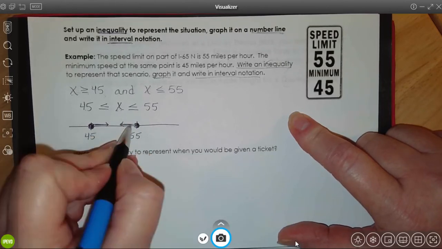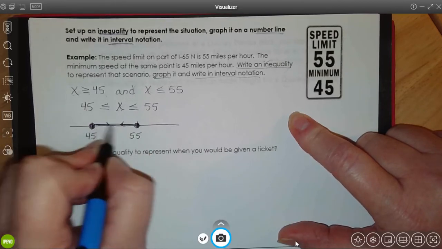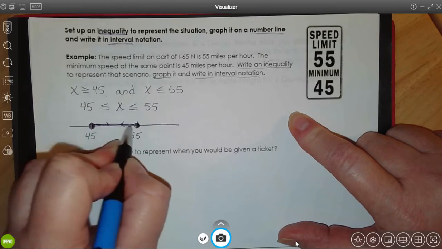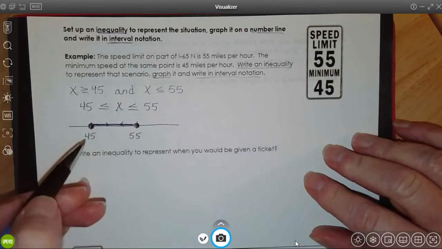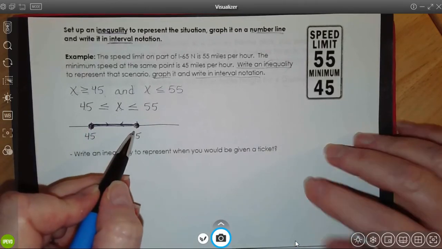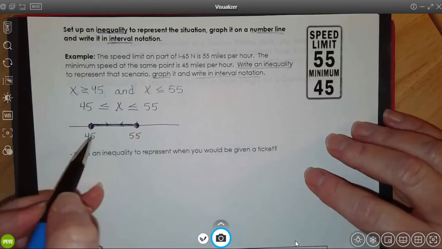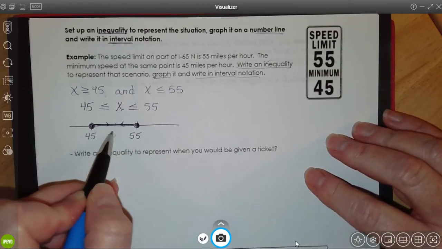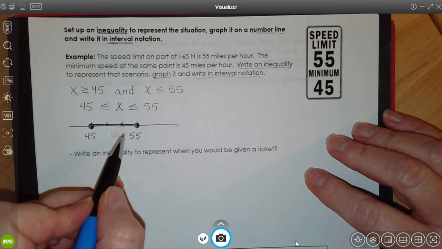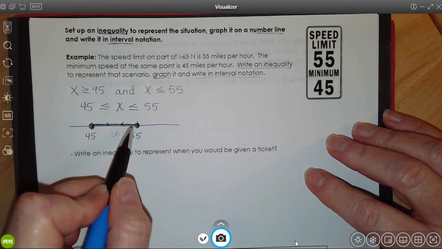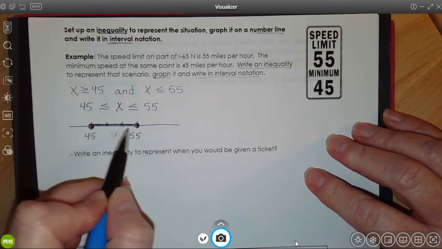These arrows are going to come together, and I will color in this whole section between 45 and 55. These are the speeds that I may go on the interstate. I could go 50, which is in between those. I could go 51, 52, 53, but these are my limits.